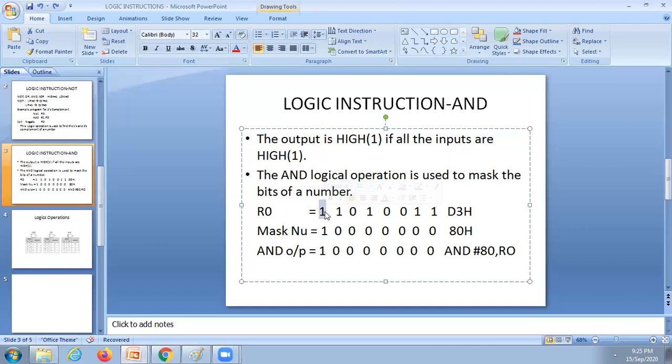What is the meaning of most significant bit? The most significant bit means the leftmost bit. The most significant bit is nothing but the leftmost bit. The least significant bit is nothing but the rightmost bit, that is the right side bit. The most significant bit is nothing but the left side bit of a number.